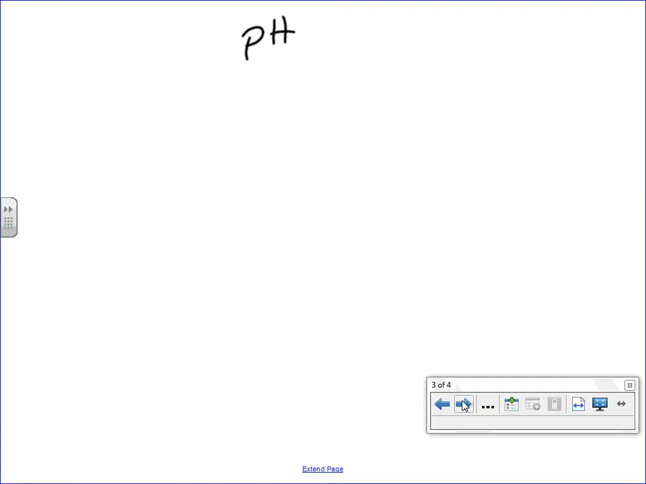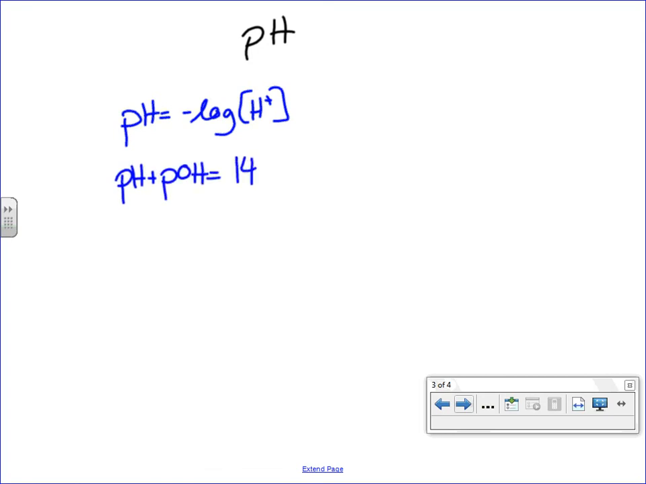pH. The things you need to know about pH, these 2 formulas. You need to know that pH is the negative log of your H plus concentration. And you need to know that pH plus pOH equals 14. And you probably should know that pOH, which you'll be asked about much less than pH, equals the negative log of your OH minus concentration.